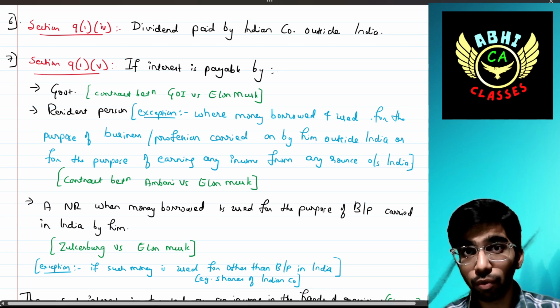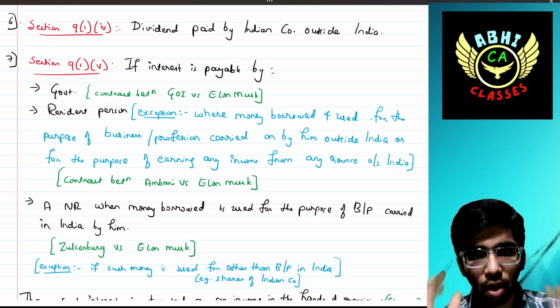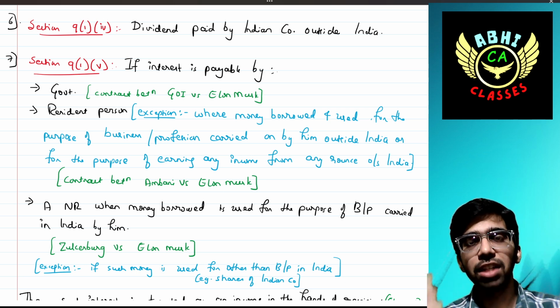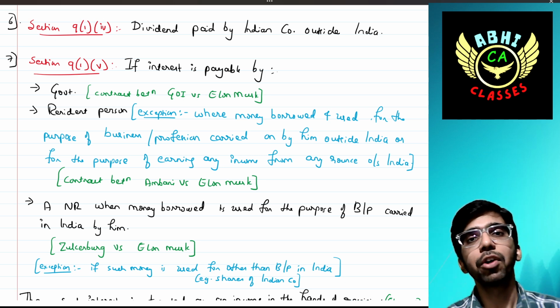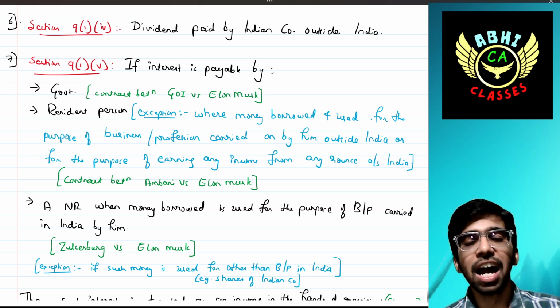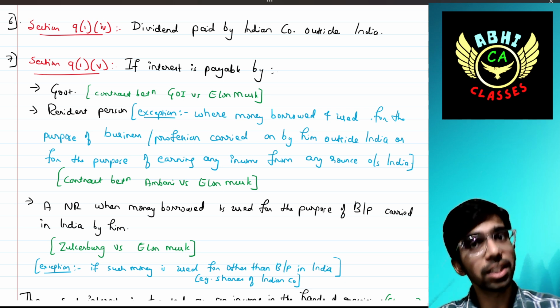It is very critical. I will discuss this concept in brief with a proper example, so that it will be in your mind forever. Okay. If interest is payable by the Government of India, why is it payable? It is not income for the payer, but it is income for the recipient, right?